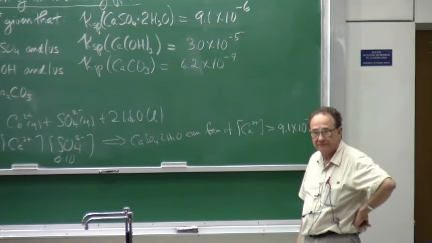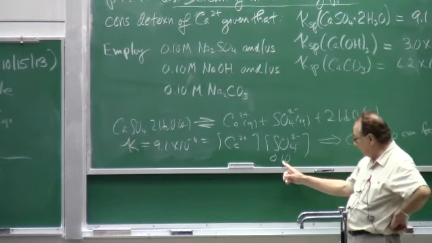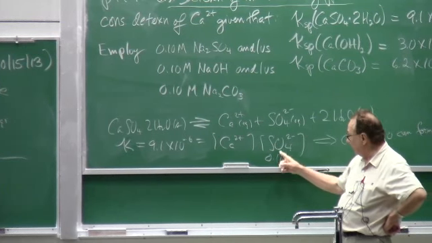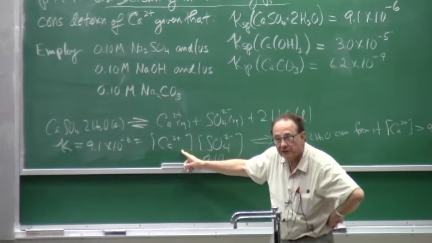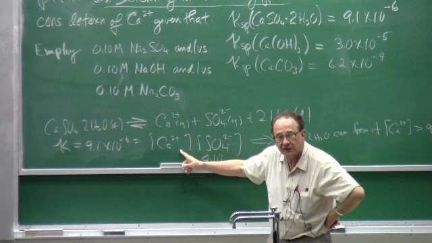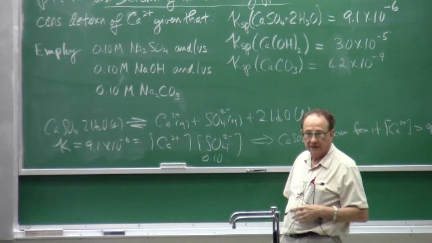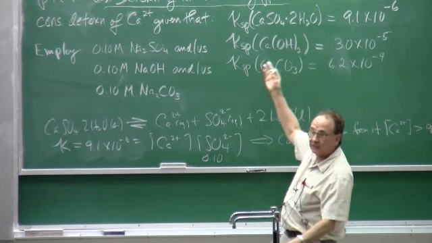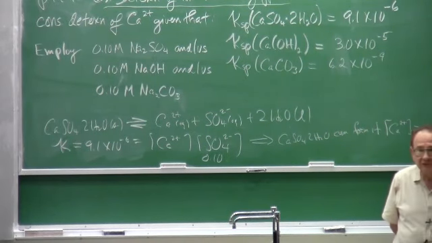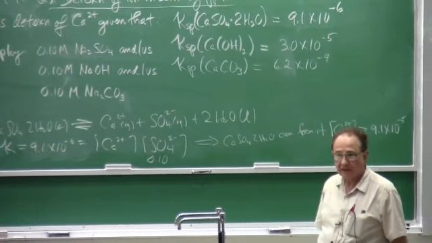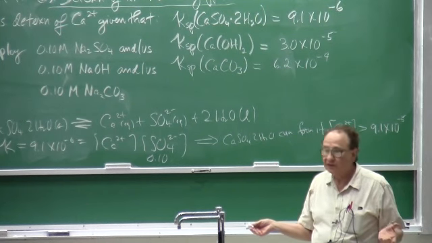9.1 times 10 to the minus 5, right? All I did was take this Ksp value and divide it by this, and that's the molarity above which calcium ion must be present to have a chance to get calcium sulfate to form if my precipitating agent is 10th molar sulfate ion. Well, if I do the same thing with hydroxide ion, you can do the arithmetic. You find out that calcium sulfate is certainly much easier to form than calcium hydroxide. Put another way, calcium hydroxide is a lot more soluble than calcium sulfate.